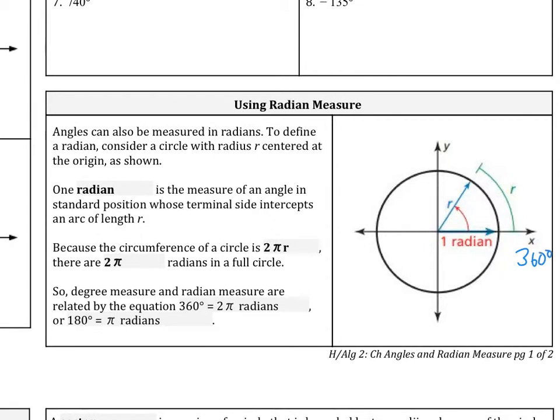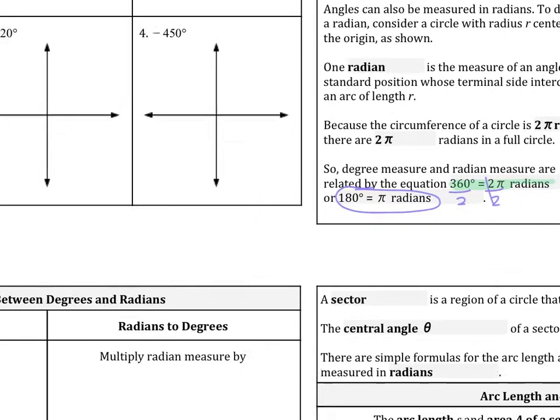To see how that's related, degree measure and radian measure are related by the equation 360 degrees equals 2 pi radians, but we can simplify that by dividing by 2 on each side. When we do that, we get 180 degrees equals pi radians. If you divide by 2, this is what you get. So 180 degrees equals pi radians.